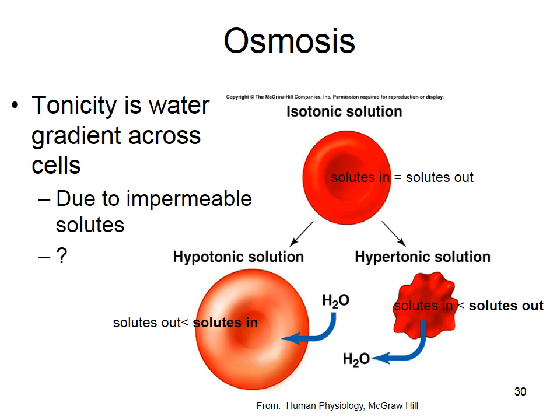Tonicity, I used the term hypertonic already. That's a measure of tonicity. It's all about that water gradient across cells. You want to keep your cells in an isotonic solution. Isotonic means solutes in equals solutes out. Our cells want to be at 300 milliosmoles, so that means we need to maintain extracellular fluid at 300 milliosmoles.